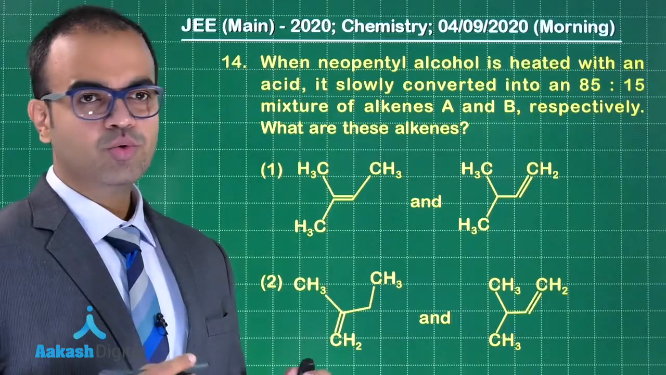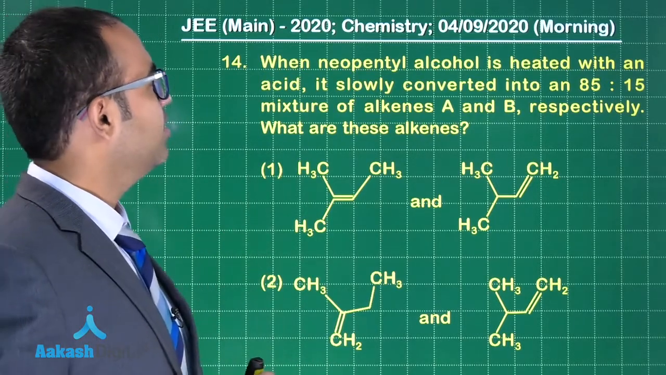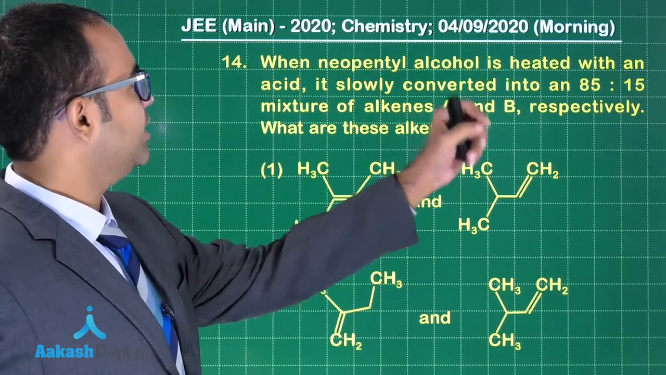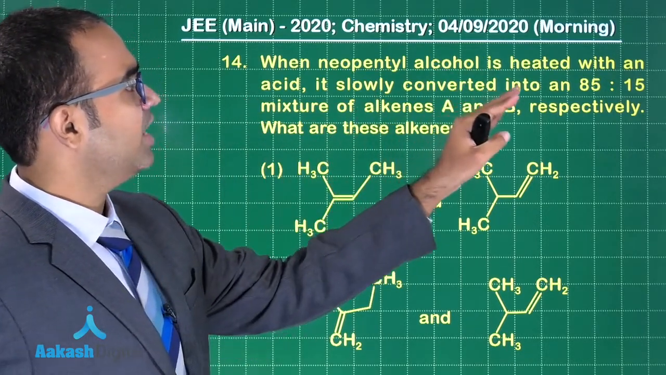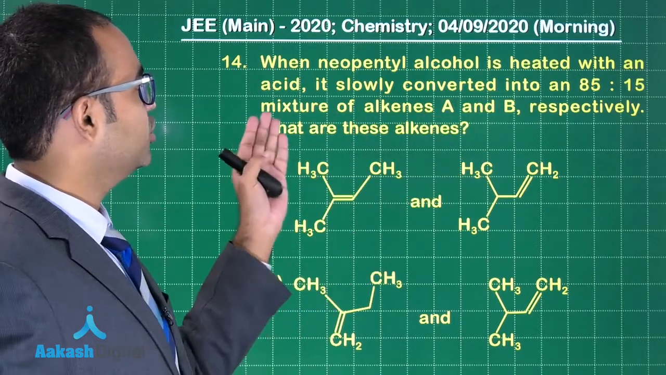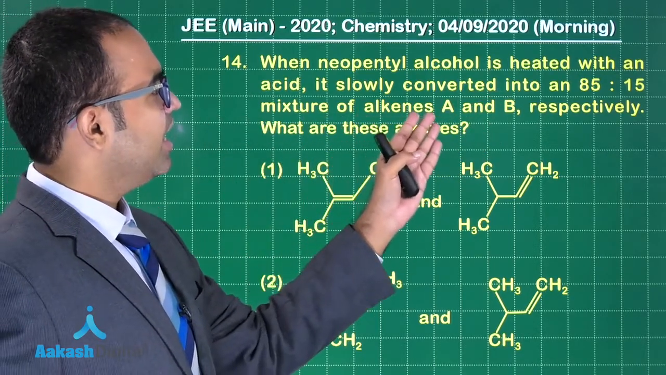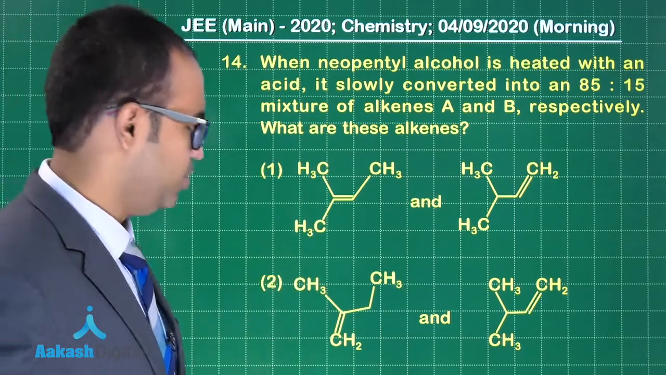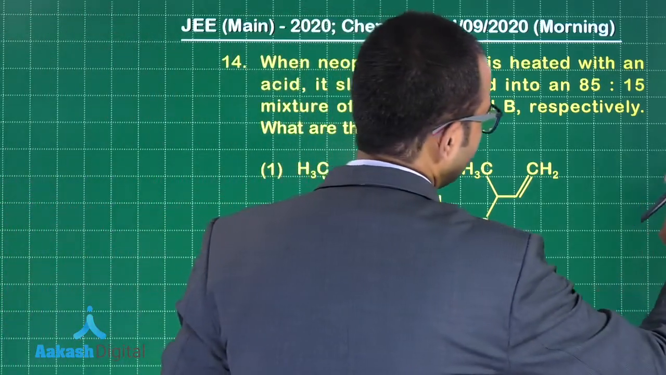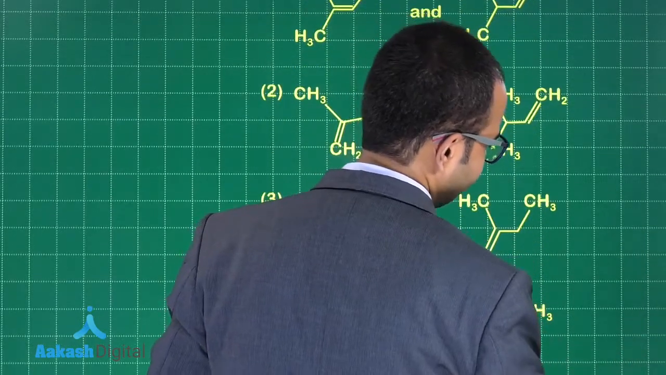Let us solve question number 14. When neopentyl alcohol is heated with an acid, it is slowly converted into an 85:15 mixture of alkene A and B respectively. What are these alkenes? Let us do this question very quickly, guys.